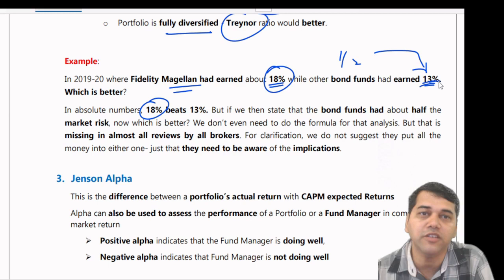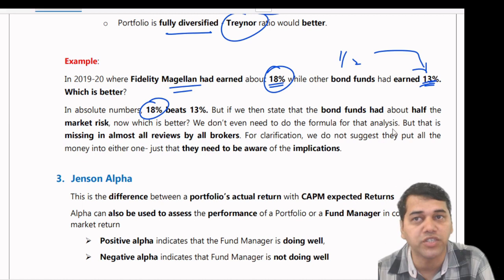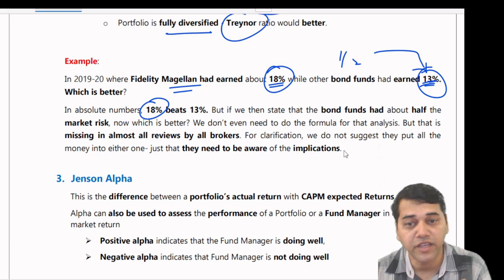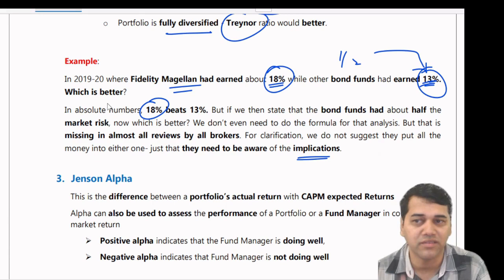So we don't need a formula for doing the analysis now to say which is better. But that is missing in almost all the reviews of the brokers, because everybody is focusing on who gave me the results. For clarification, we do not suggest putting all the money in one. They need to be aware of their implications. So one nice example they have given in the study material, I thought to share with you.